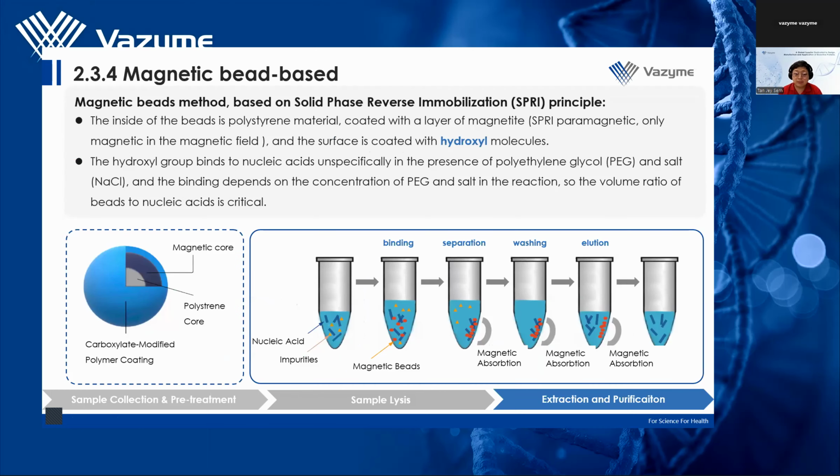The last method, shown in the slide here, is the magnetic bead-based method. The interior of the magnetic beads is normally composed of polystyrene material, and the exterior is coated with hydroxyl molecules, which non-specifically bind to nucleic acids in the presence of salt and alcohol. The binding principle is consistent with that of the absorption column.